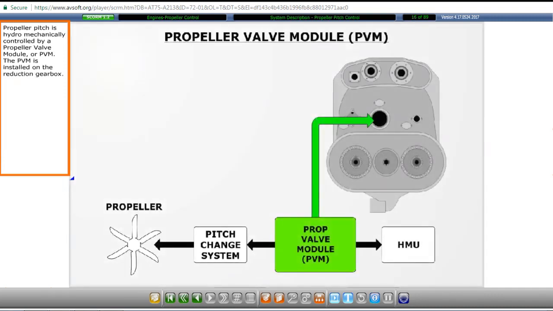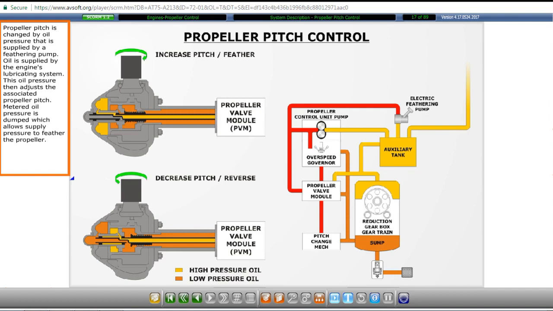Propeller pitch is hydromechanically controlled by a propeller valve module, or PVM. The PVM is installed on the reduction gearbox. Propeller pitch is changed by oil pressure that is supplied by a feathering pump. Oil is supplied by the engine's lubricating system. This oil pressure then adjusts the associated propeller pitch. Metered oil pressure is dumped, which allows supply pressure to feather the propeller.